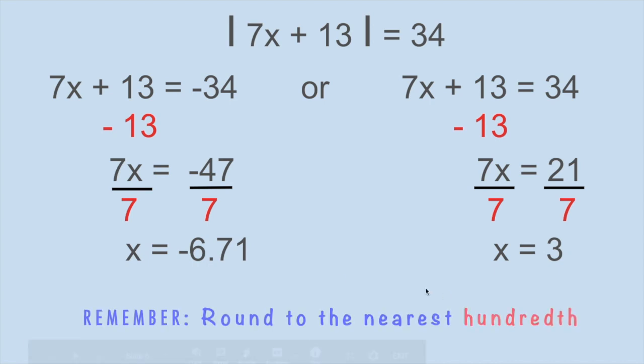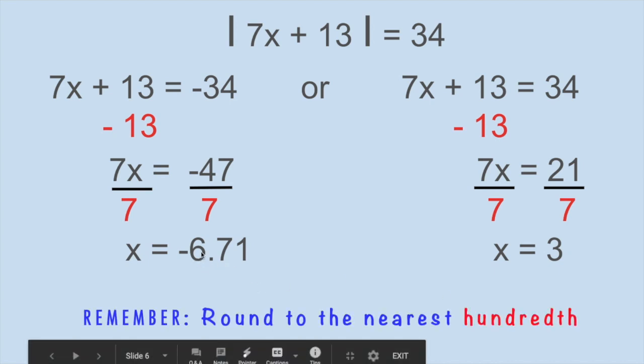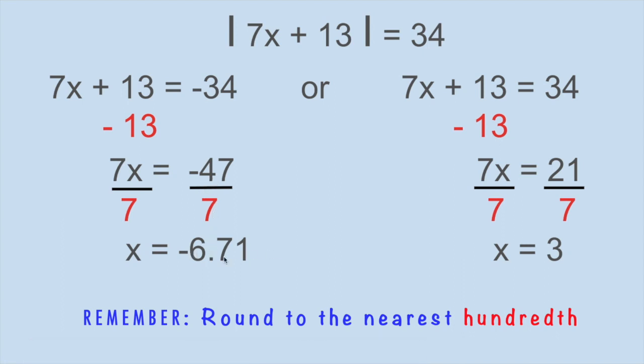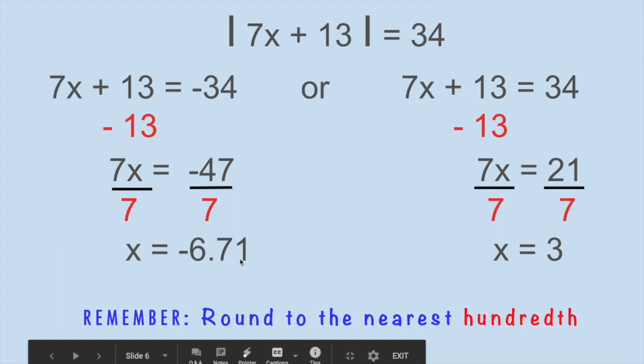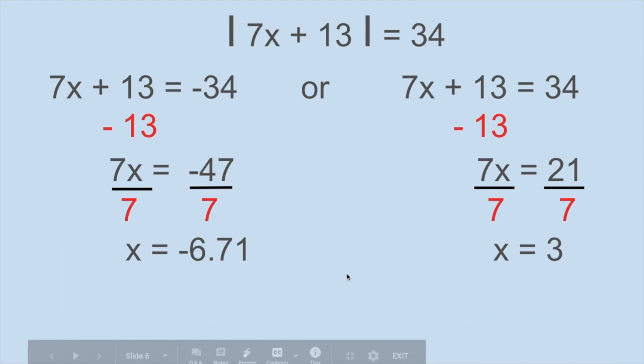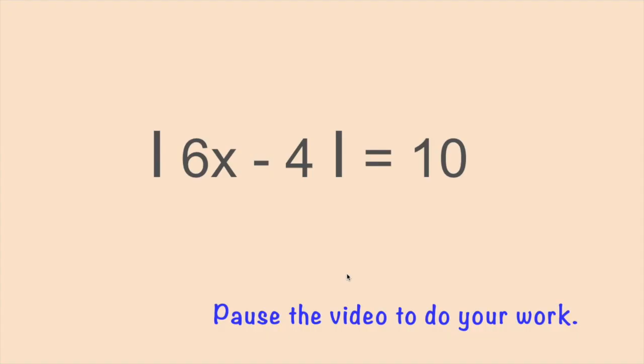All right. Now, once again, you punch -47 over 7 into your calculator, you get kind of a mess. Clean it up by rounding it to the nearest hundredth. Awesome. Now in these next examples, 4 examples, you're just going to do the work and answer them on your own.